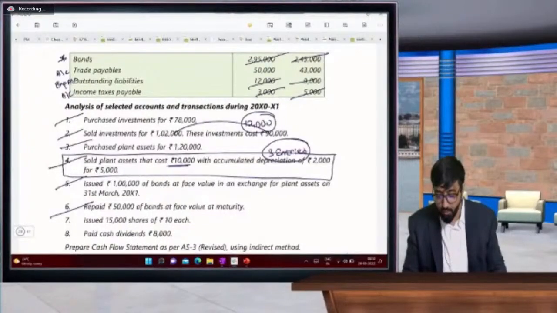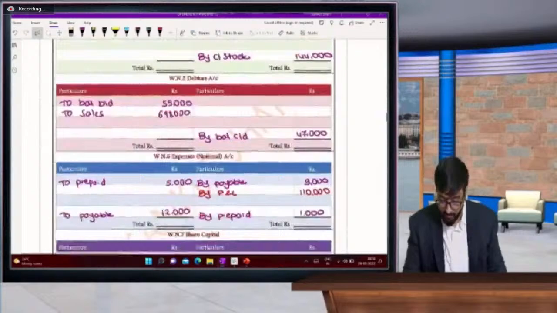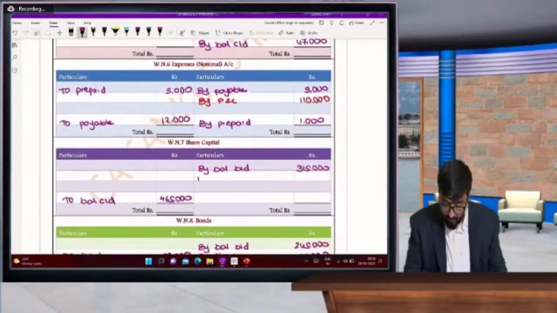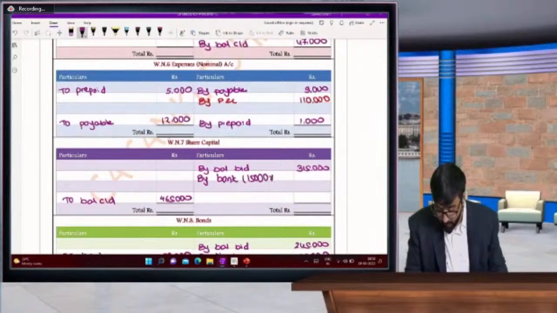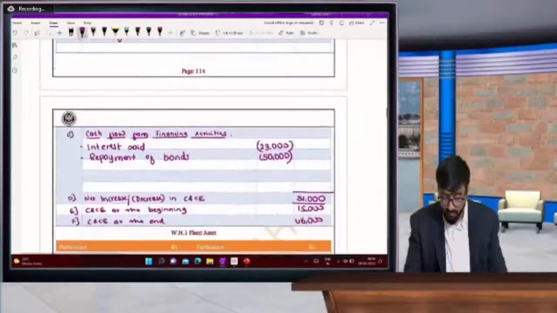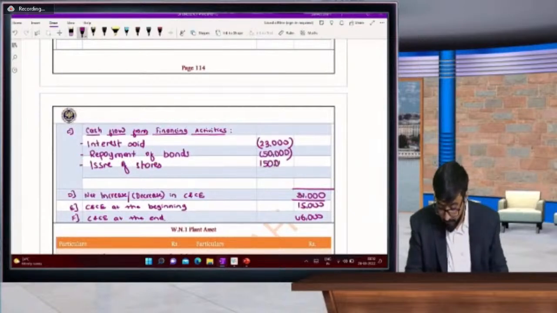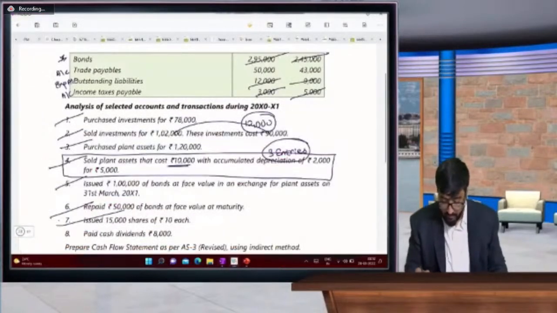Issued 15,000 shares at ₹10 each. So by bank, share capital: 15,000 into 10, 1,50,000. And second effect in the cash flow statement: issue of shares, inflow 1,50,000.